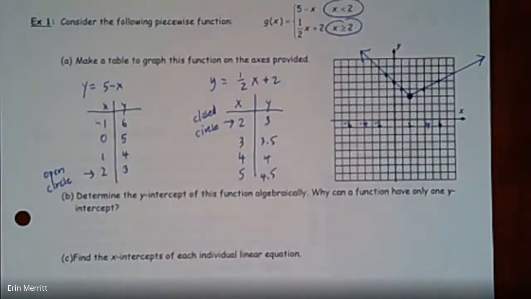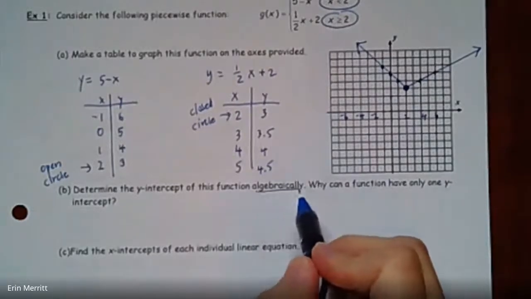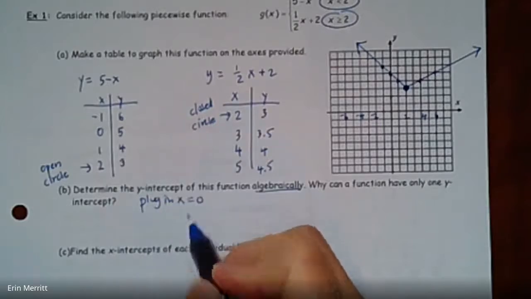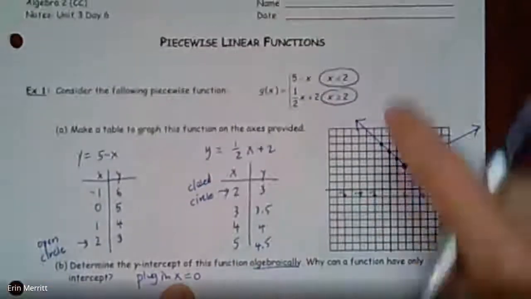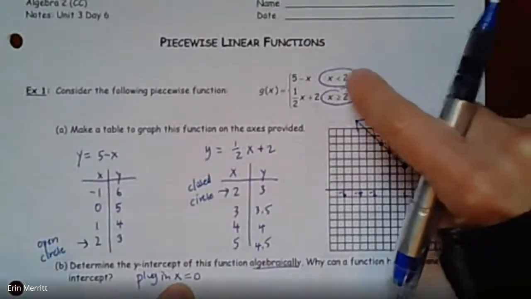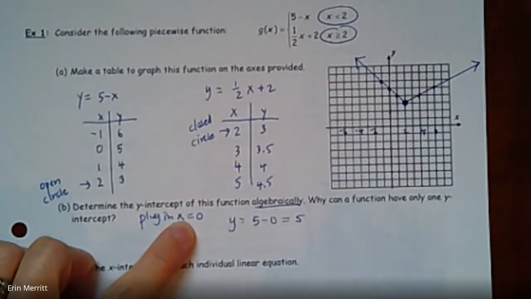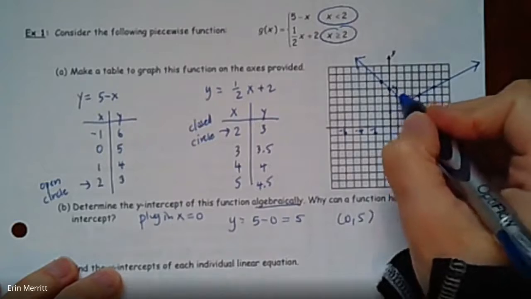Why can a function only have one y-intercept? Well, if we calculate it algebraically, then we'd be plugging in x equals 0. In that case, you have to check that x equals 0 is part of the domain. So when you look up top, 0 falls into that first one. If I plug in x equals 0 into this, I would get 5 minus 0, or just 5 all by itself. So that should be our y-intercept, the point (0, 5). And it is, if I come back and look at the graph right there.